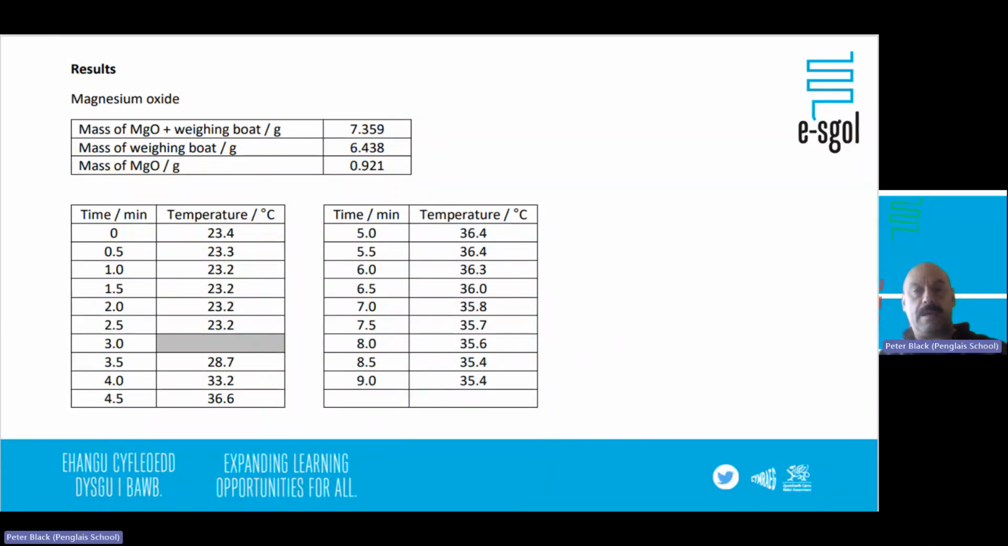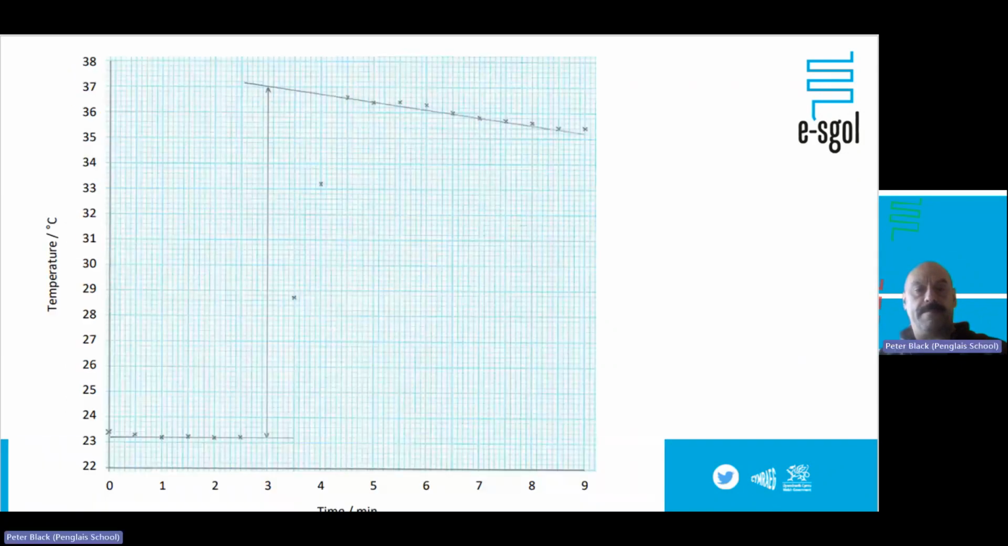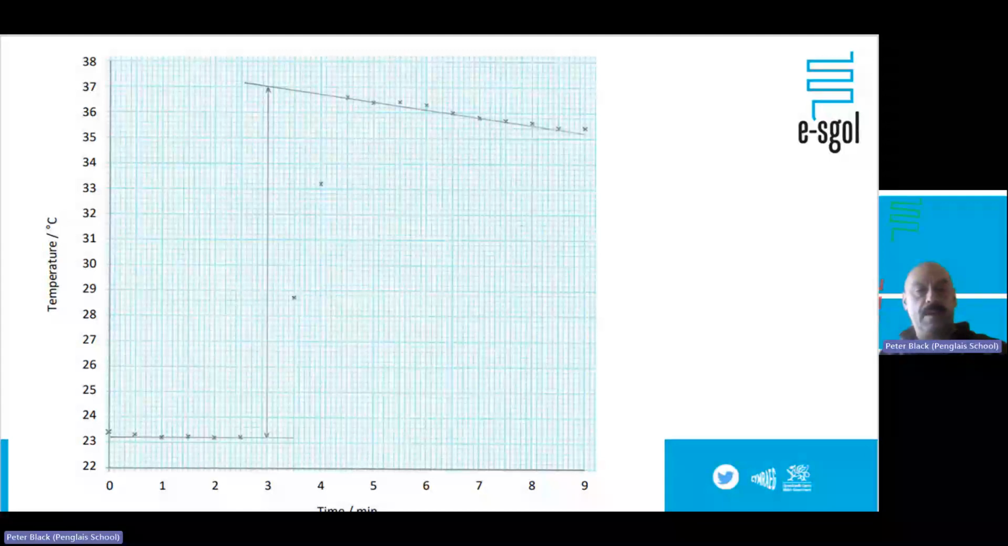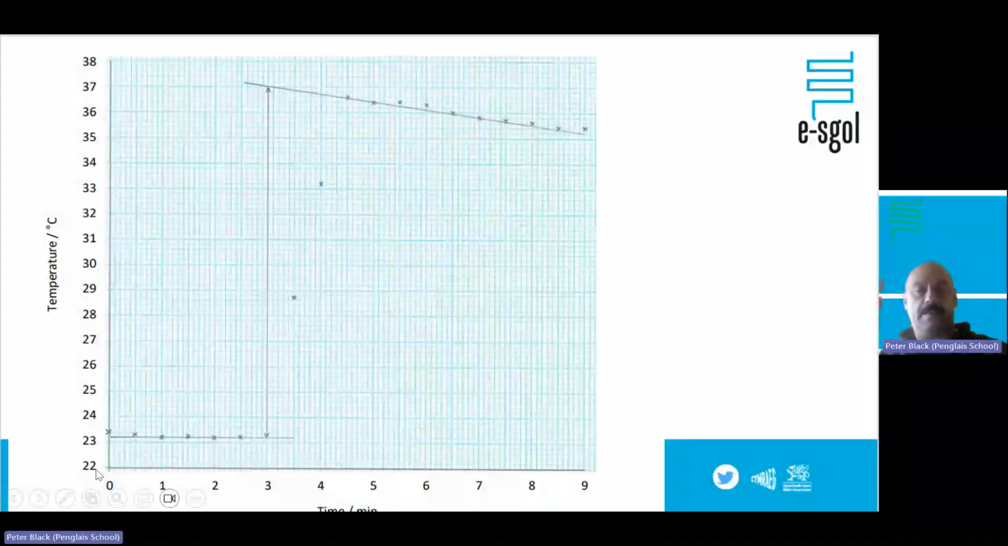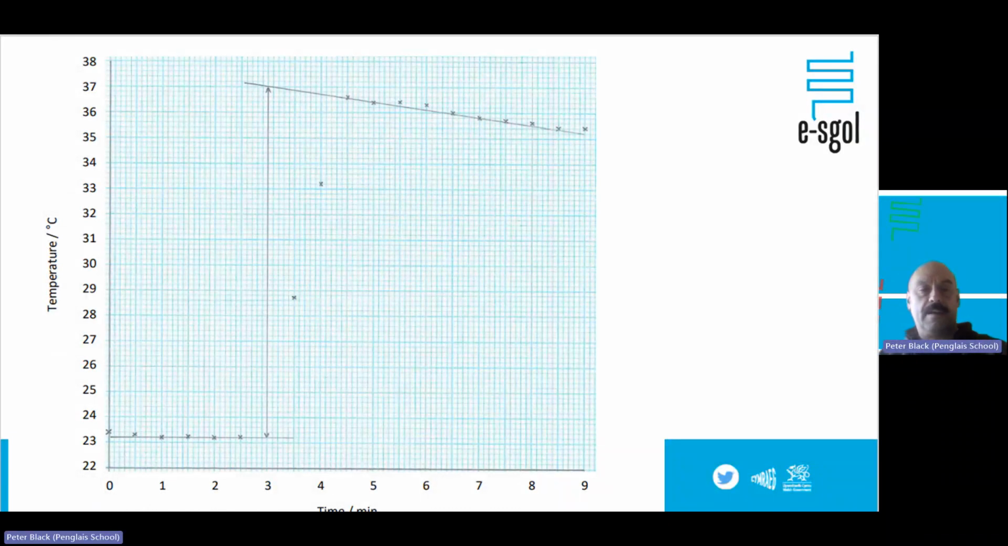So what do we do with this? Well, we plot a graph. And this is really important that you know how to do this. A couple of things I'm going to point out to you. First of all, temperature has not started at 0 on this axis. If you started at 0, which I see people do when they first draw this graph, all your points are going to be in the top half of your graph paper. You're not making good use of the graph paper, and you'll lose accuracy in plotting your points.